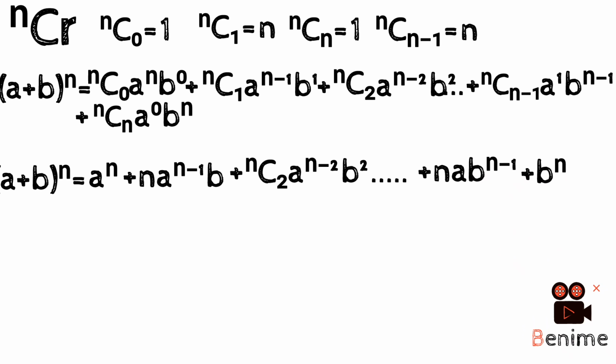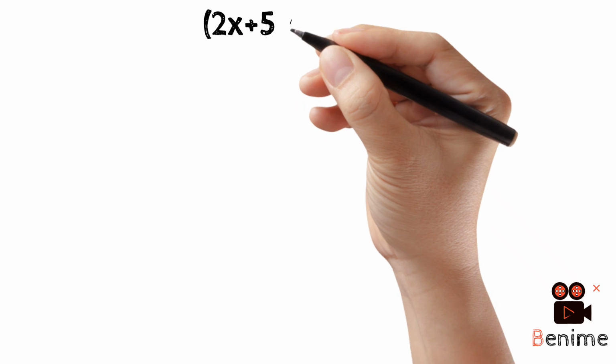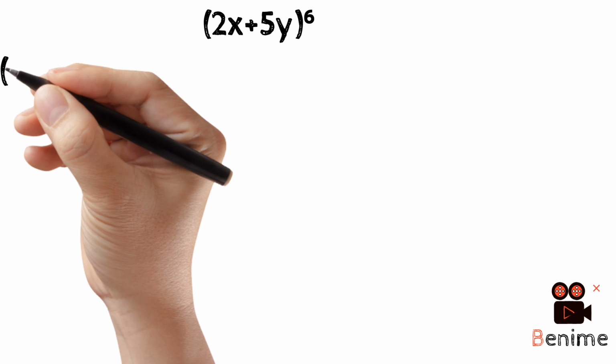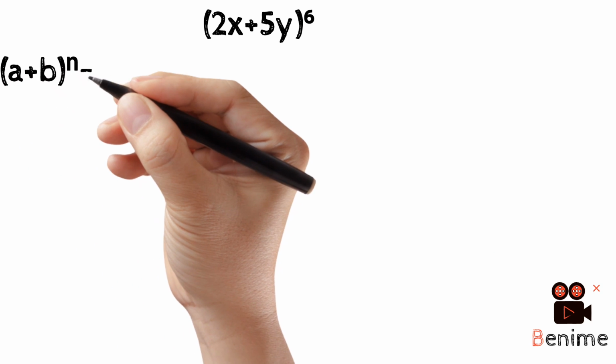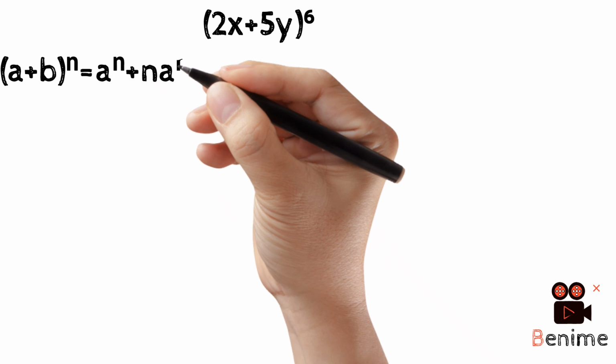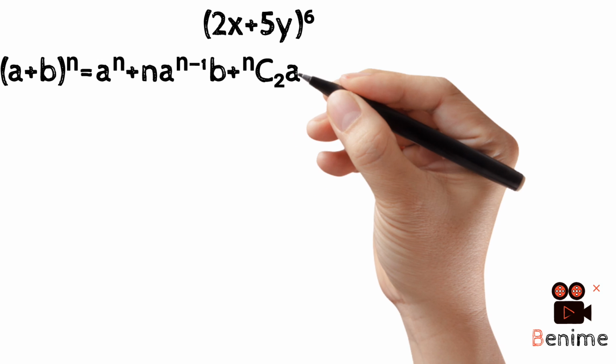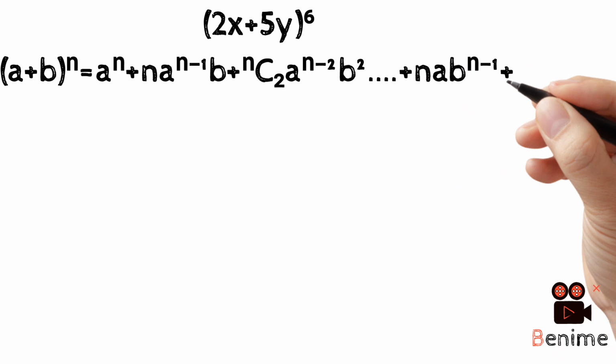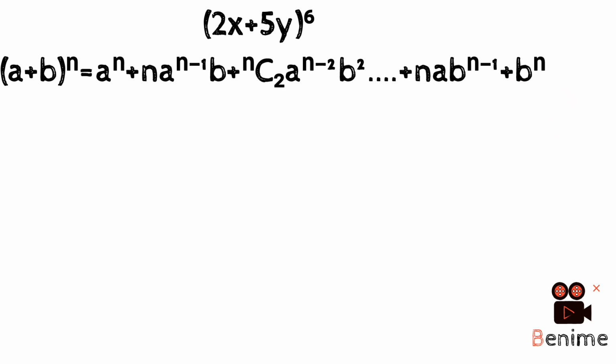Now to the question that I should solve, question 1d, right? So that's where you have 2x plus 5y raised to the power of 6. Okay, let me rewrite the binomial theorem again so that we'll use it. So binomial theorem, that's a plus b raised to the power of n equal to a raised to the power of n plus n a raised to the power of n minus 1 b plus n combination 2 a raised to the power of n minus 2 b raised to the power of 2, and so on. So you get to plus n a b raised to the power of n minus 1 plus b raised to the power of n. That's your binomial theorem.